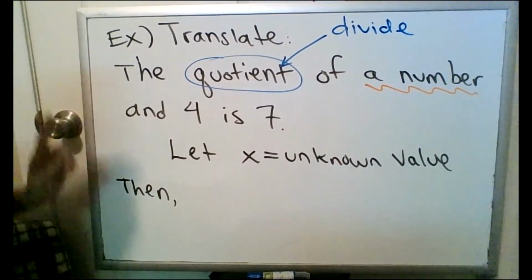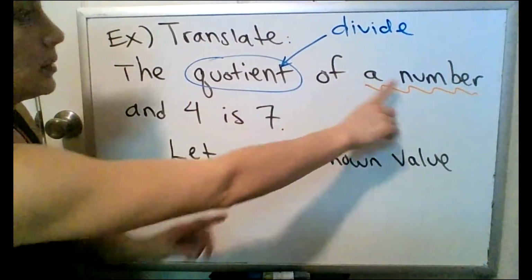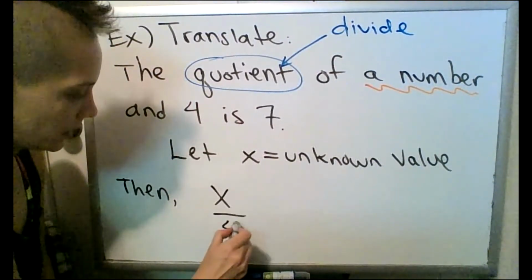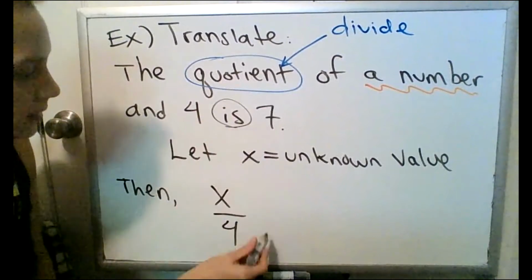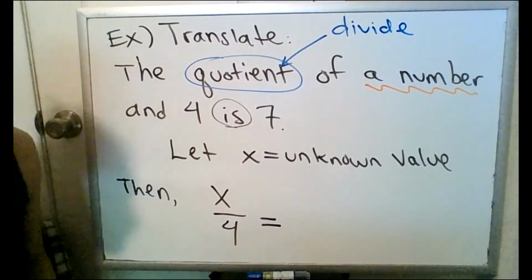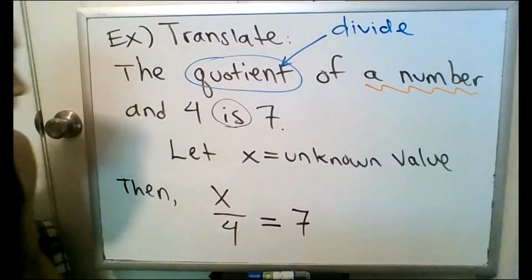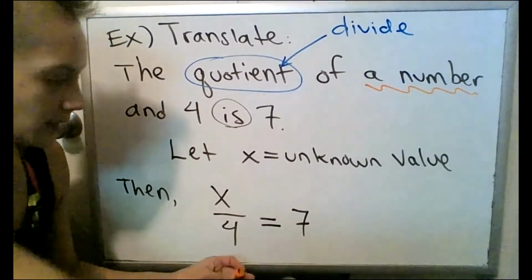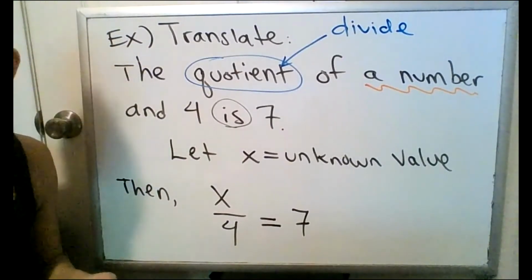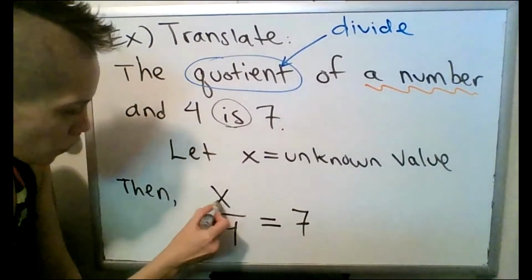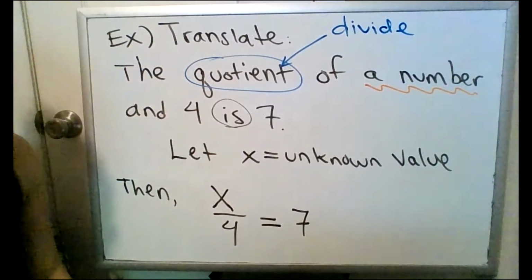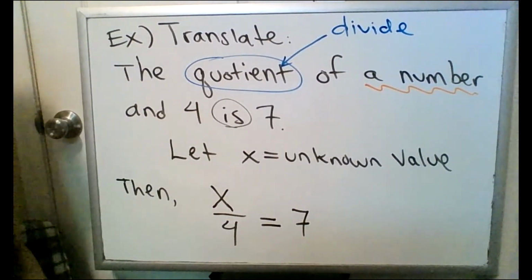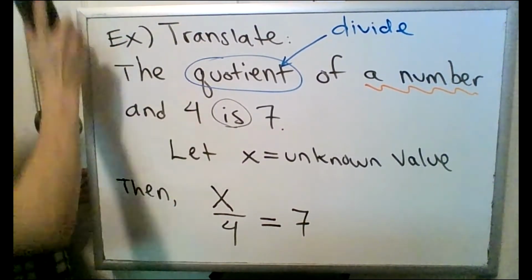Okay, what do we have? Division between x and 4. x divided by 4 equal to 7. That's all we need to do right now. Rewrite that sentence. One more.